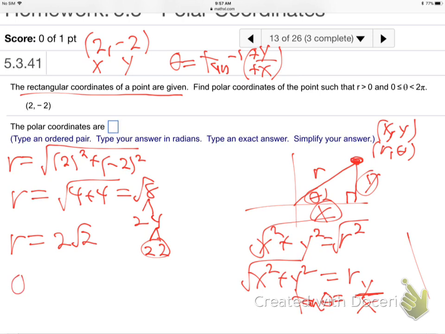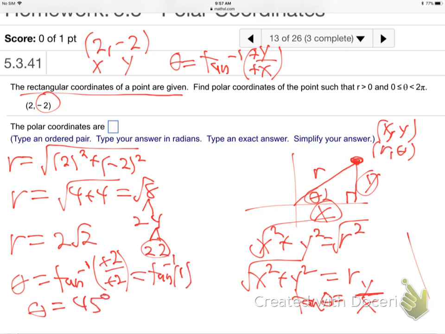So theta will be tangent inverse of the y over x. What's the y? The negative 2. Oh, but you're supposed to make it positive, huh? Make them both positive. Everybody good with me on that? Remember how we do that for the vector? We make the y and the x positive. Why do we do that? Because that way we get just the first quadrant, then we shift it to the right quadrant. So hit the buttons on your calculator. That's inverse tangent of 1. And that is 45 degrees.